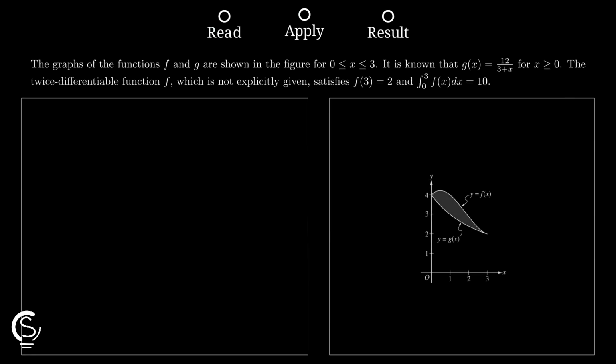Given that the definite integral of f of x from 0 to 3 is 10, for the function g of x equals 12 over 3 plus x, the integral from 0 to 3 is 12 times the natural log of 3 plus x from 0 to 3, which equals 12 times natural log 2. The area is 10 minus 12 natural log 2.